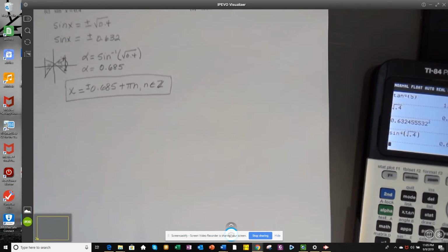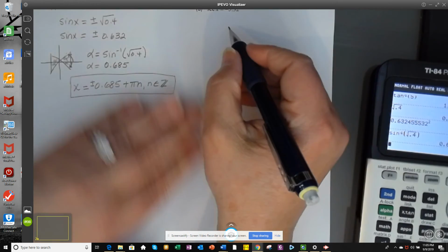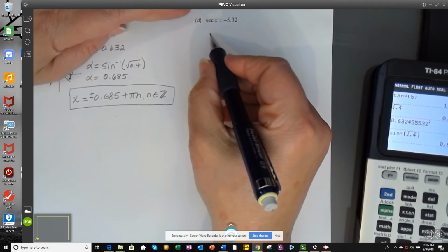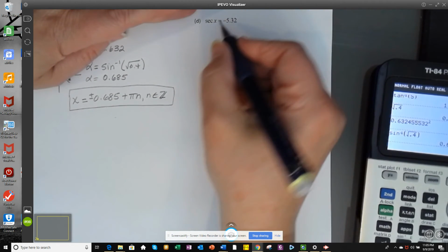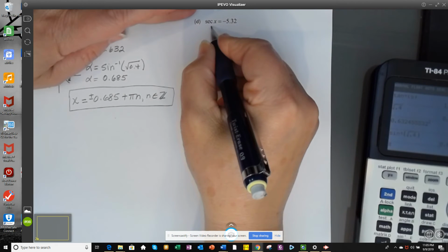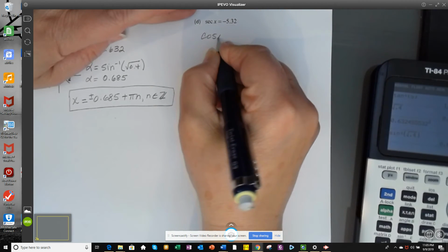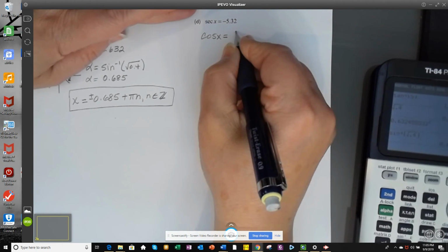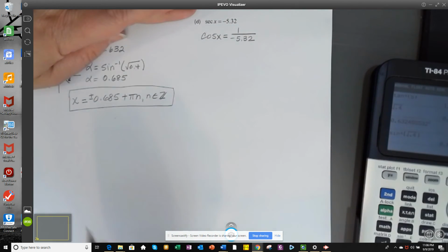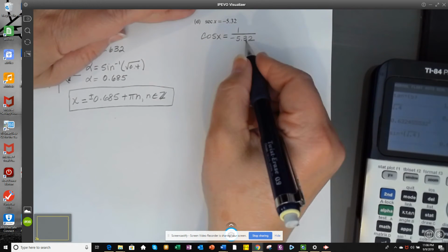Okay. All right. Now I love to do one like this because we don't have a secant button, an inverse secant button, on our calculator. So we are going to use the reciprocal function of secant, which we do have in our calculator, which is cosine. So what's the reciprocal of secant? Well, it's just cosine x. So that means I have to take the reciprocal of the other side. Okay. There we go.